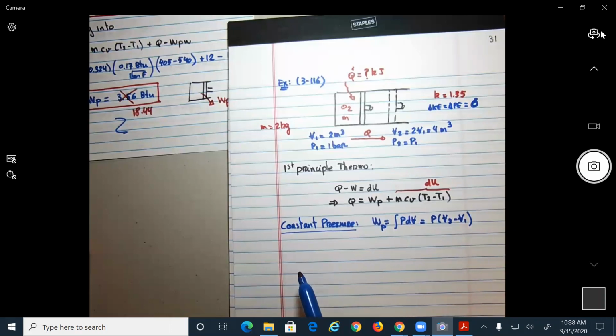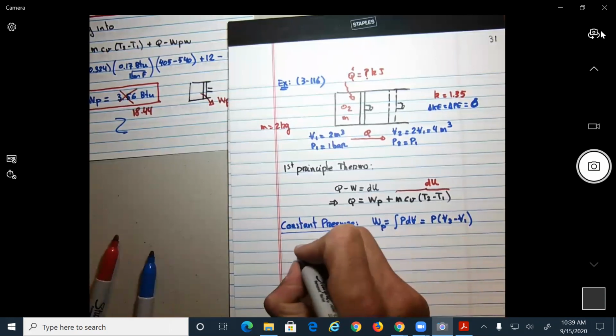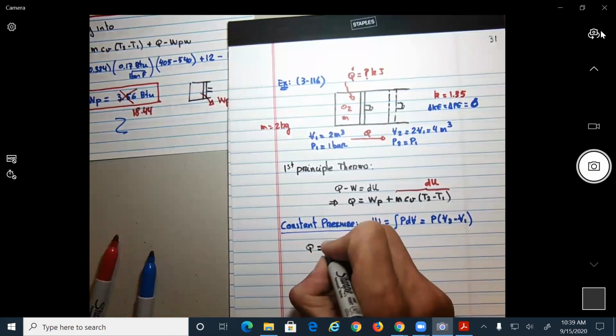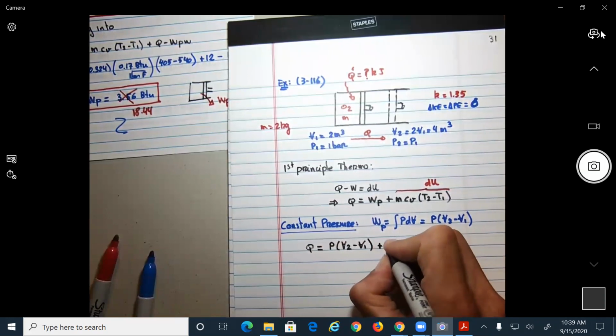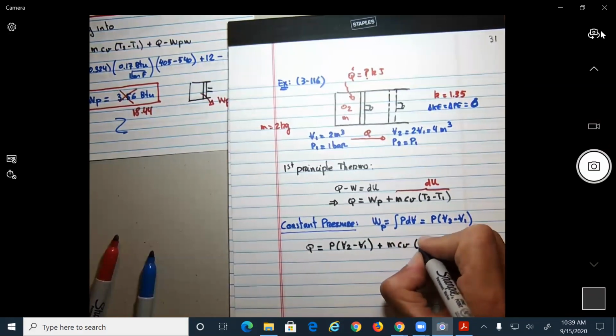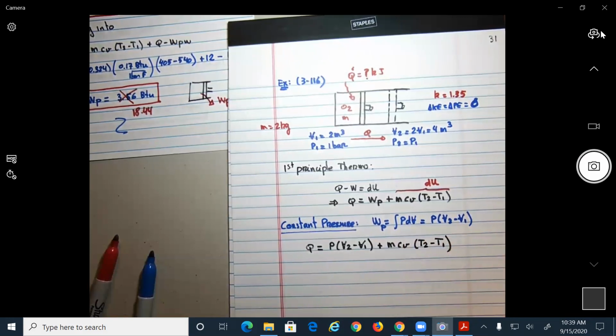I could change many things here, but I'm not going to complicate it. So basically, this means that Q will be equal to P (V2 minus V1) plus m Cv (T2 minus T1). You could solve it the way it is now. You just need to find T2 and T1, which are not given to us, but we could actually go and find them. But let's see if we can do it another way.